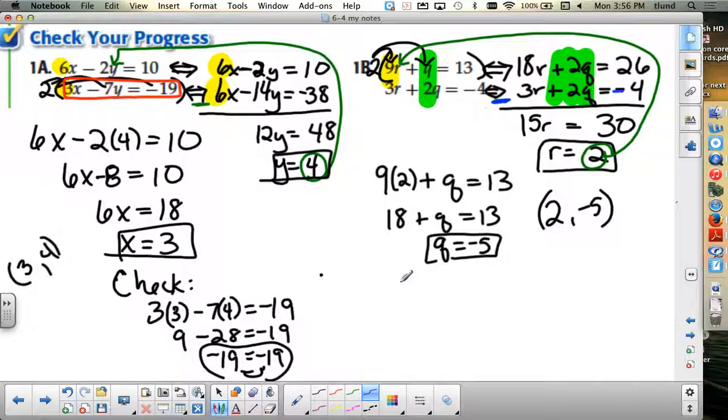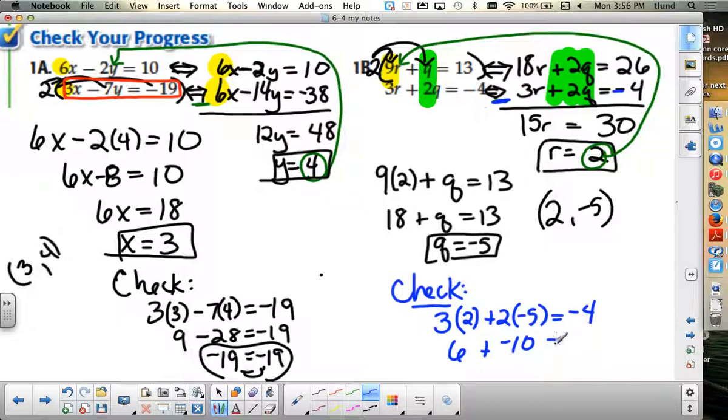And now we just need to check that. Our check would be putting the point into the second original equation, that's 3 times 2 plus 2 times q equals negative 4. That's 6 plus negative 10 equals negative 4, and it works.